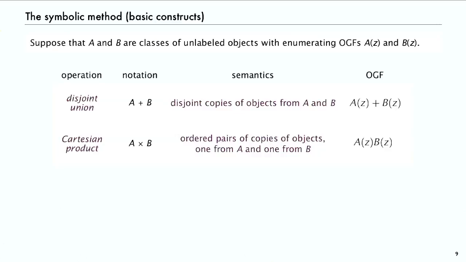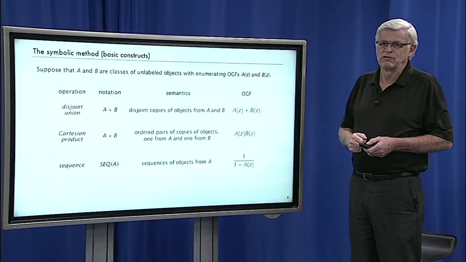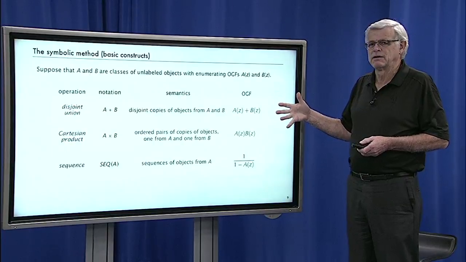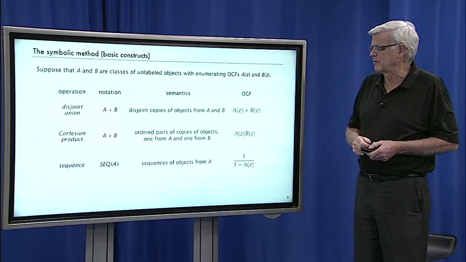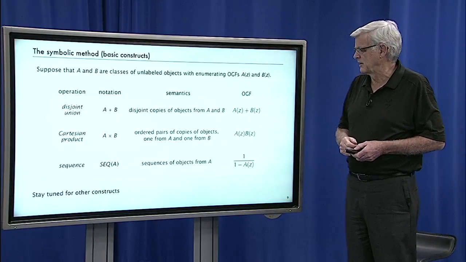And the proofs of these are easy, and we'll look at it in just a second. And then there's sequence, which is apply the product multiple times, taking either none or one or pairs or triples, any sequence of objects from a class, then you get another class whose generating function is 1 over 1 minus A of z. With those basic constructions, we can describe quite a rich set of combinatorial classes, but we also have many other constructions, and we'll look at some today.